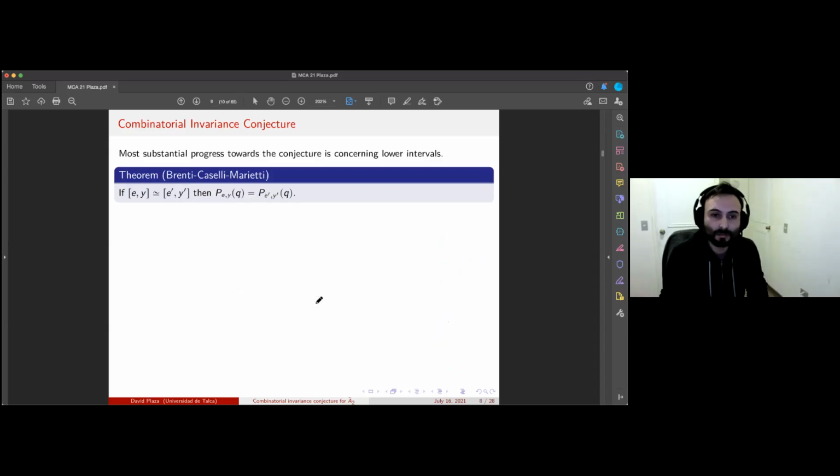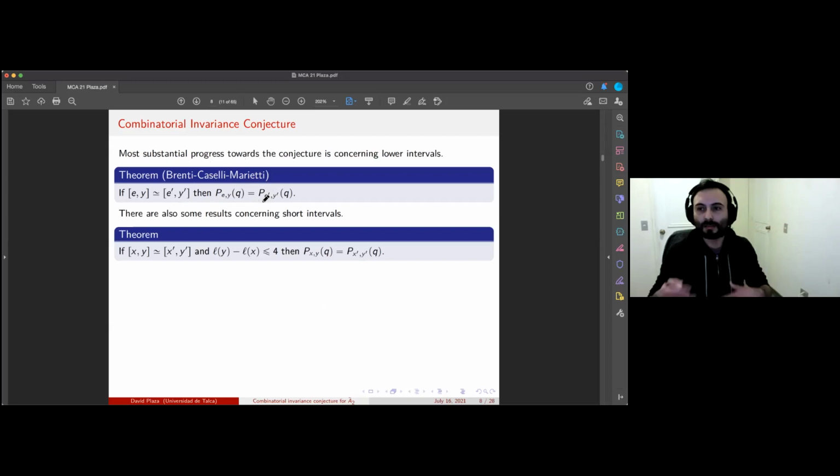On the other hand, we have some results that provide some evidence in favor of the conjecture, and the strongest result in this direction is the one by Brenti, Caselli, and Marietti, and they prove that this conjecture is true for lower intervals. And here lower means intervals starting from the identity. So if both intervals involved in the conjecture are lower, then Brenti, Caselli, and Marietti prove that they are equal.